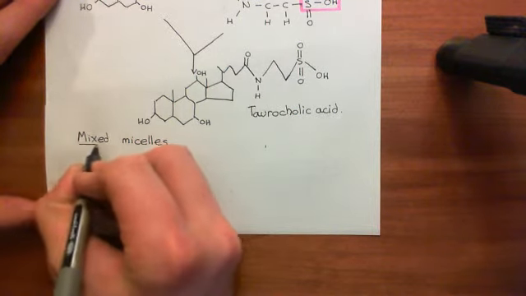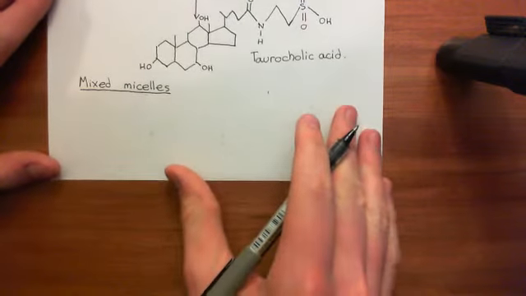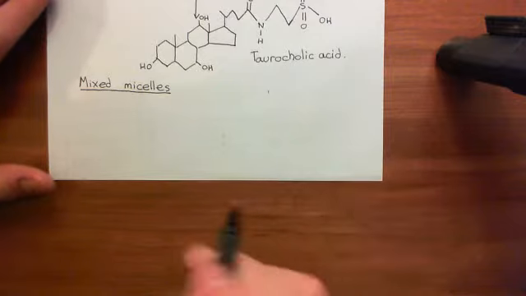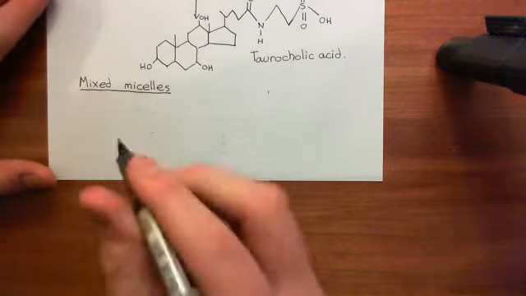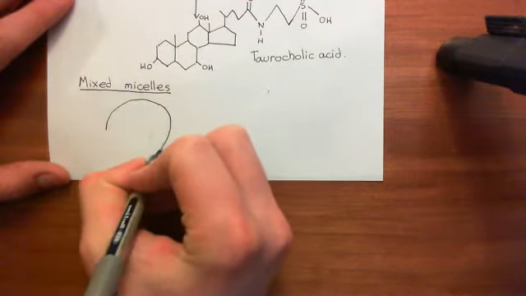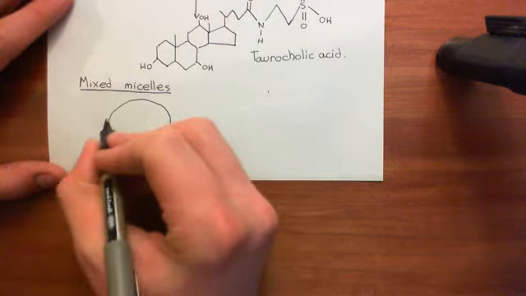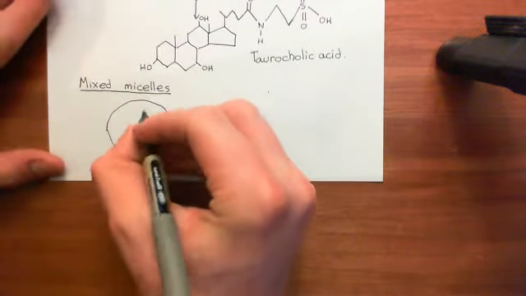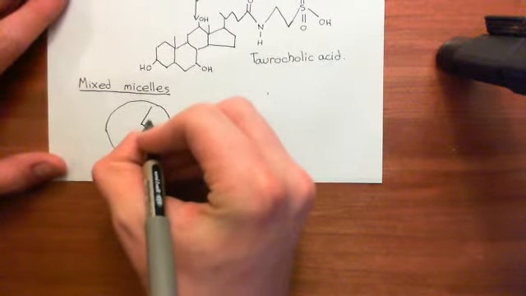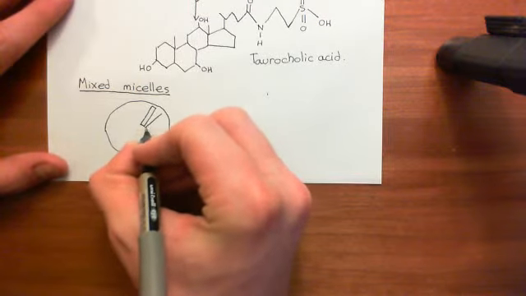So let me show you the structure of a mixed micelle. After looking at lipoproteins and also those globules of fat, this is a structure that you can probably dream up of your own accord. Basically we're going to have a sphere which is made up of loads and loads of bile acid molecules. So let's imagine that this rectangle here represents a bile acid molecule.